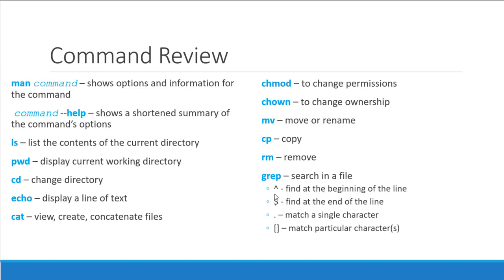If I use the caret symbol within our regular expression, we'll find whatever it is I'm looking for. So it'll be like caret and then a D, for example. And we'll go over the syntax when we go through the demonstration to find the D at the beginning of the line. The dollar sign is to find it at the end of the line. A period or a dot is to match a single character. And brackets will match a particular character or characters.